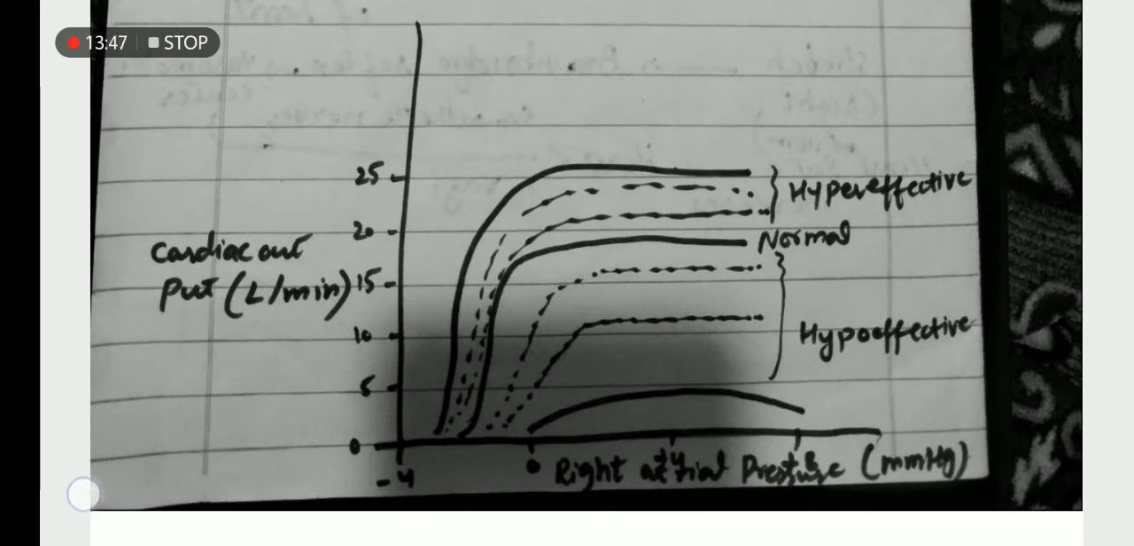On the x-axis, I took the right atrium pressure, and the unit is millimeters of mercury, and on the y-axis I took the cardiac output, and the unit is liters per minute. All right. In the previous topic, I told you that in a normal adult human, cardiac output is 5 liters per minute. This is the normal cardiac output of an adult. But here you can see that the normal cardiac output is approximately, sorry, there is a mistake in the curve.